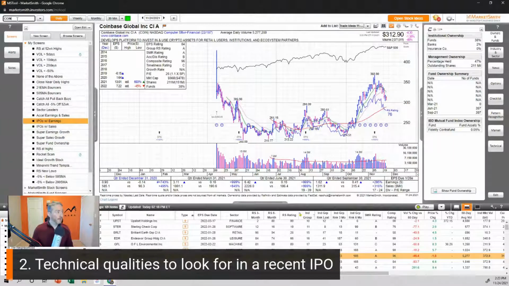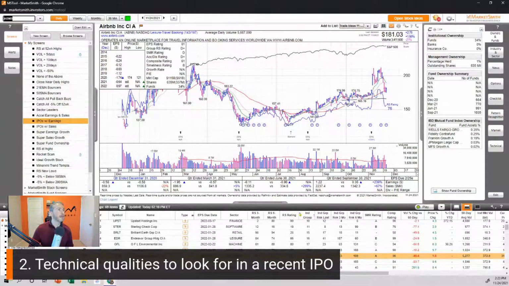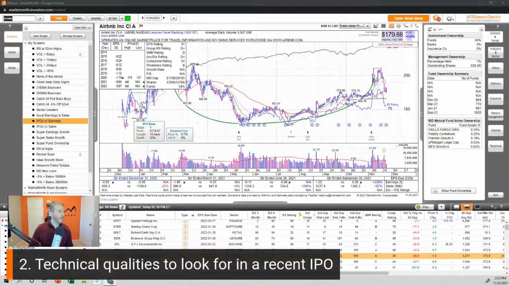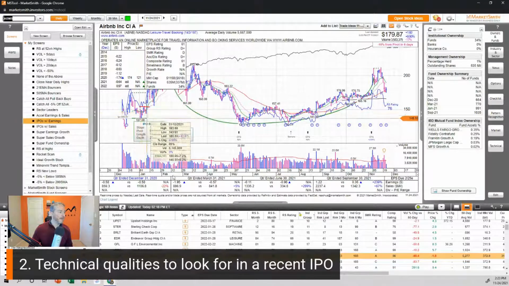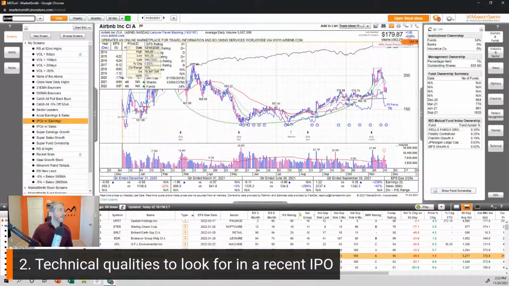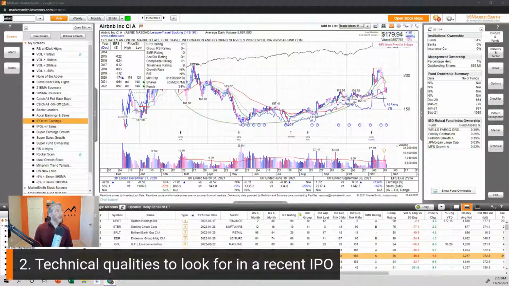Some other examples, right? So the recent example, Airbnb. Airbnb too was, if we come back and start to look at it right over here, basing period, shorter basing period, right in that area. In fact, let me put Airbnb on TradingView too. Right, so bring this back down.